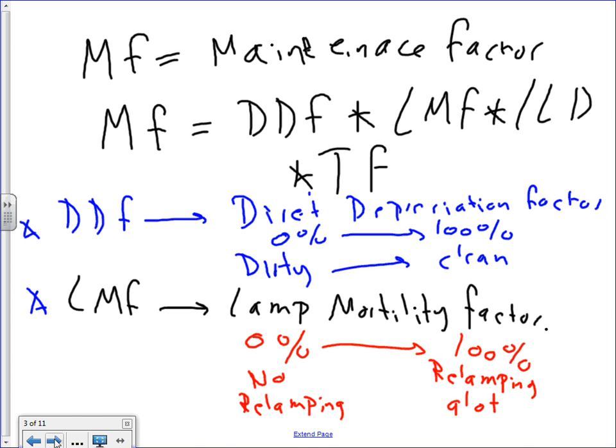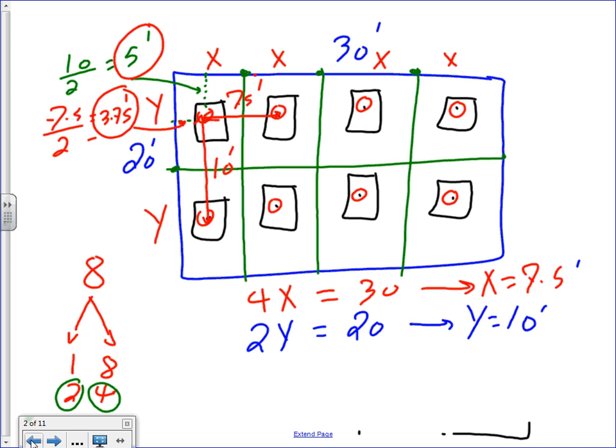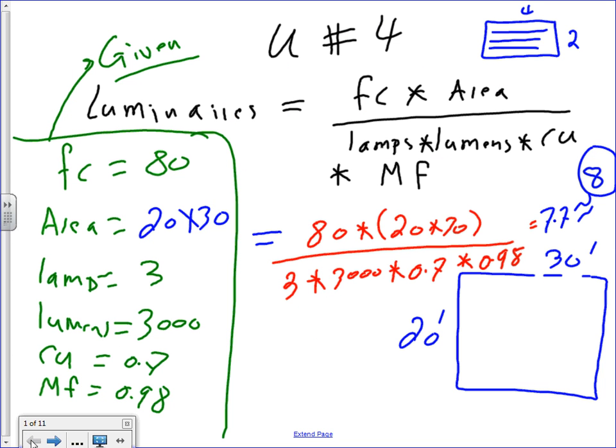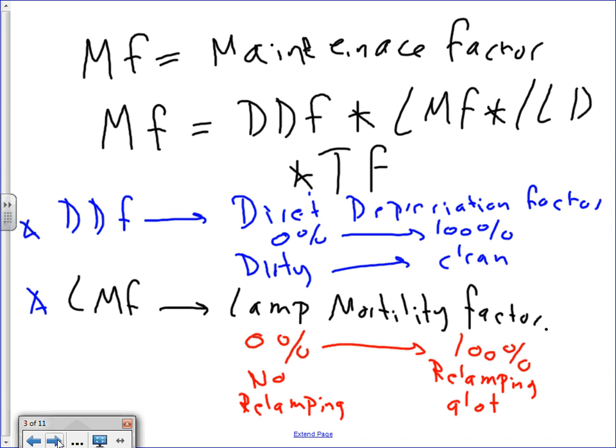Remember that 0.7 that I threw at you and said, just stick with it? Where was it? 0.7. Here. No, not 0.7, 0.98. Remember that 0.98 that I gave you guys? This is how they calculate this number. Okay, maintenance factor equals DDF, the dirt depreciation factor.